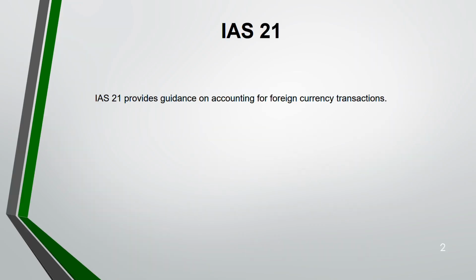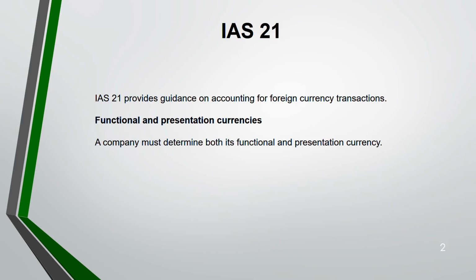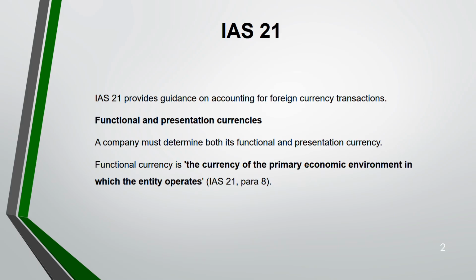So in IAS 21, it is giving you guidance on accounting for foreign currency transactions. There are two types of currency that you should be aware of, functional and presentation, and this can often be asked as a discussion question. For example, what is the functional currency of the foreign country? Now, a company has to determine both this functional and presentation currency.